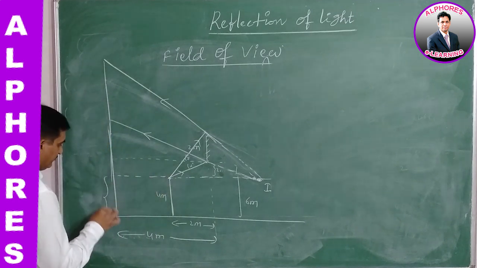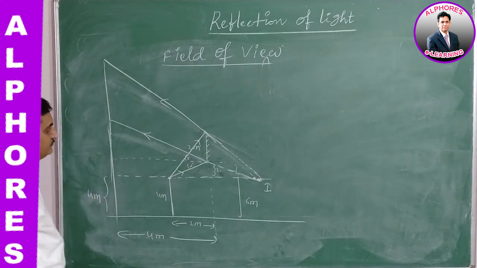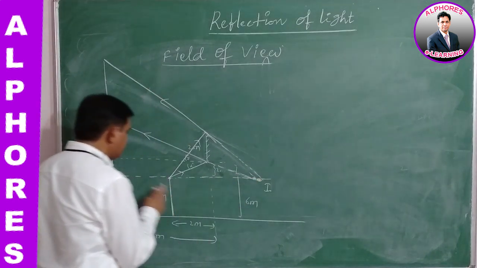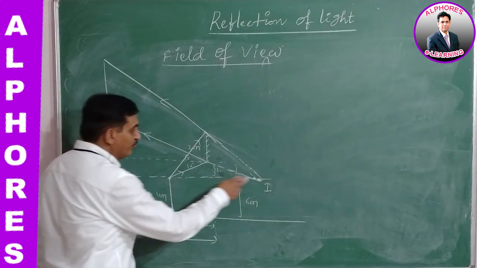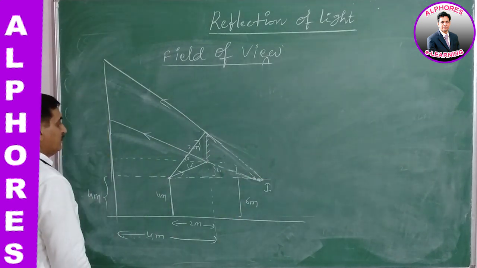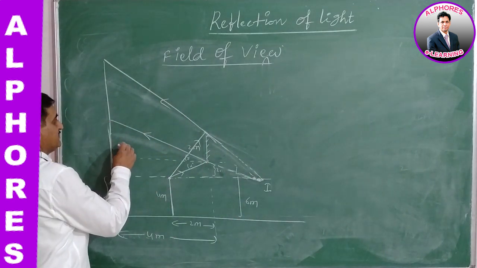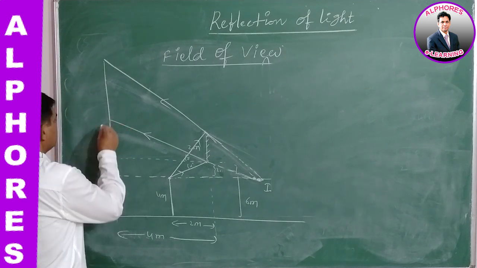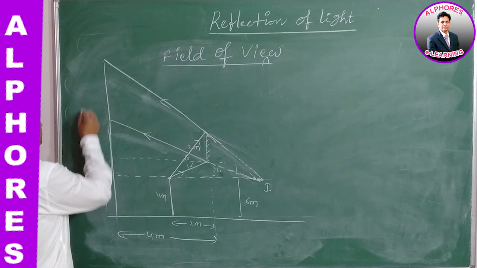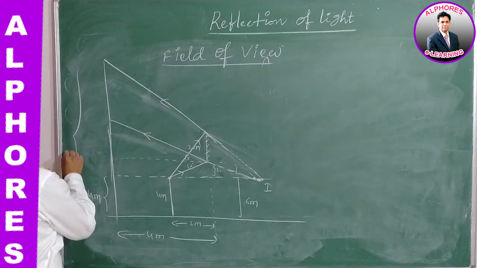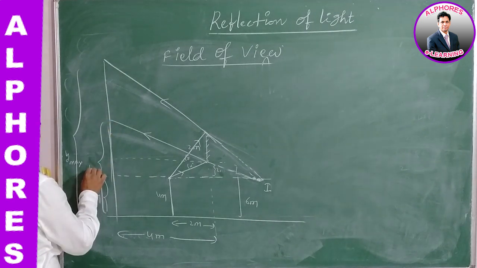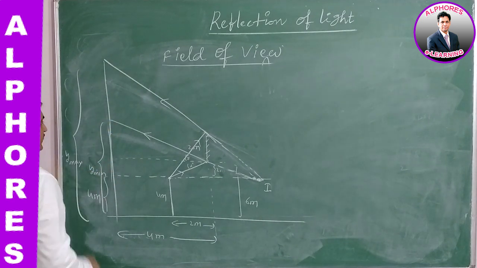Now, this is 4 meters. The image is observed on the same horizontal line which passes through the top of the pole. Now, what is the maximum height up to which he can see? What is the minimum height? So this is the maximum height, this is y max, and this is y minimum. Okay, right?